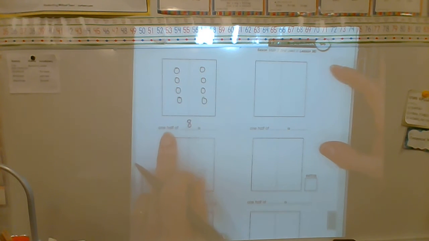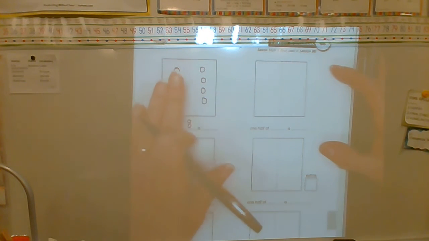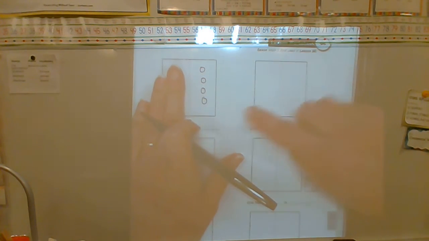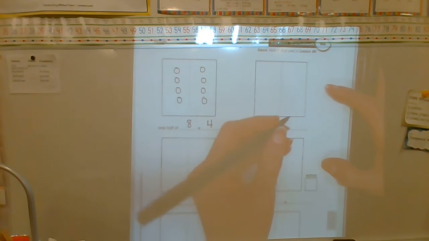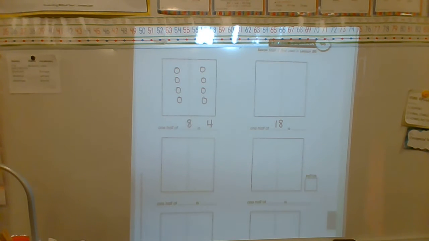So we could read it: 1/2 of 8 is, and if I cover up 1/2, 1/2 of 8 is 4. So I can fill in the answer. Read it with me. 1/2 of 8 is 4. Good job. This time, we're going to share 18 pennies.